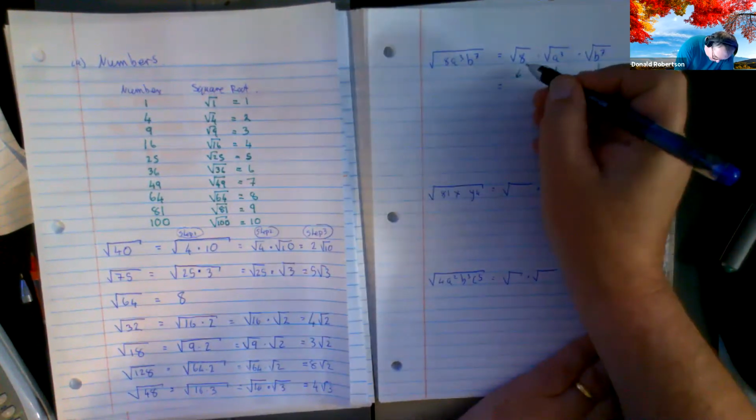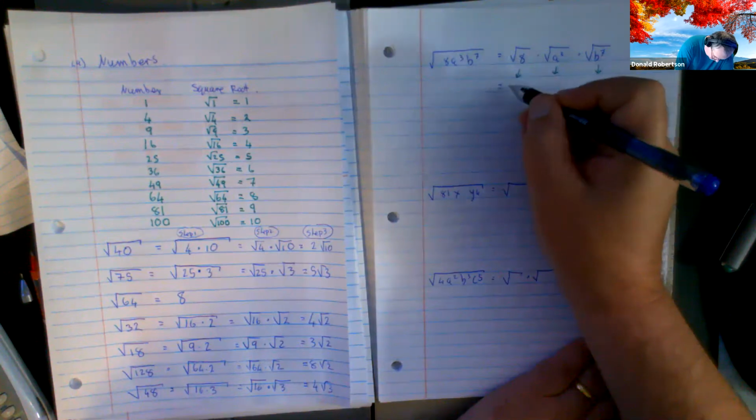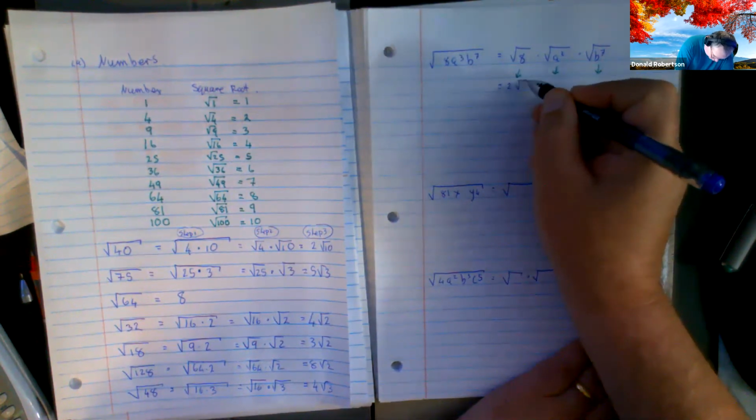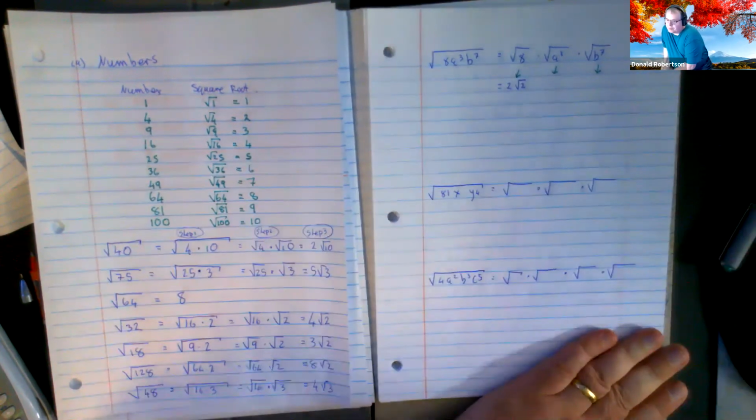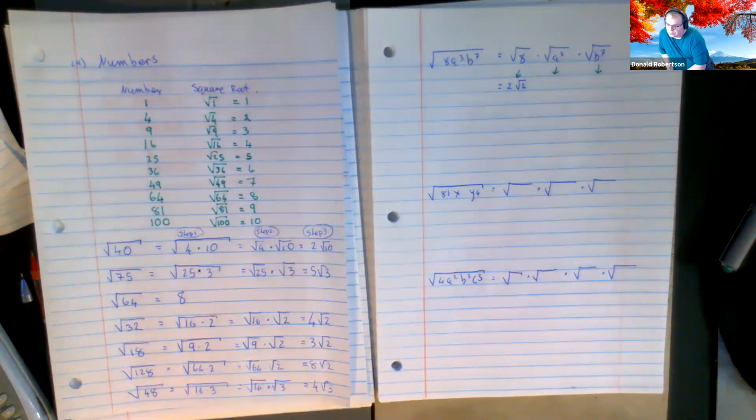Right, the square root of 8 is 4 times 2, so eventually you get 2 square root of 2. Are you happy about the square root of 8 being 2 square root of 2? I've just missed out the line where I called it 4 times 2 and then separated.